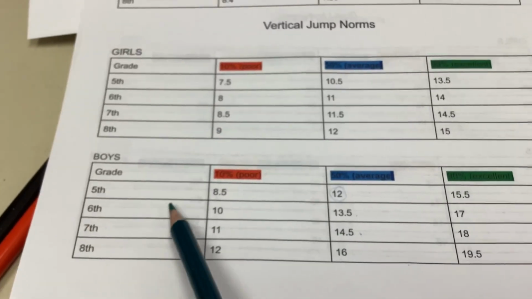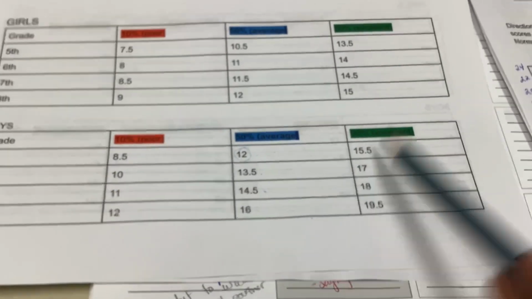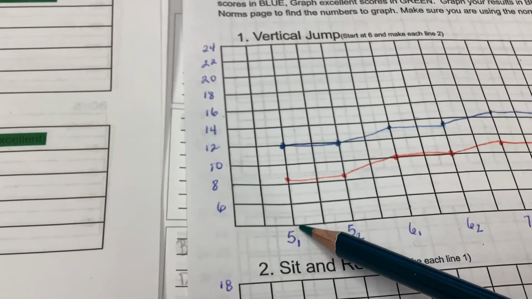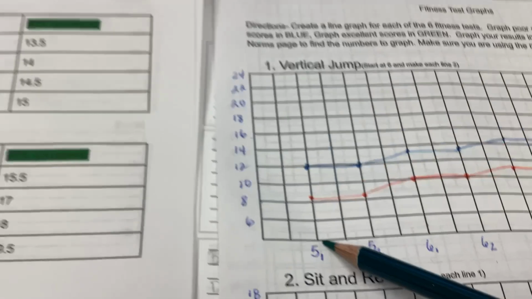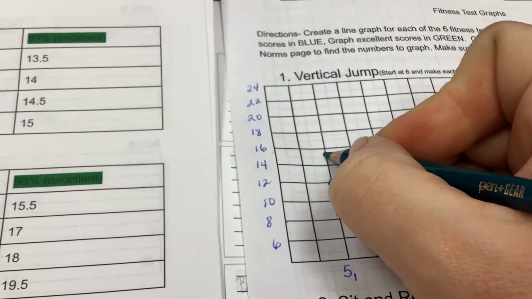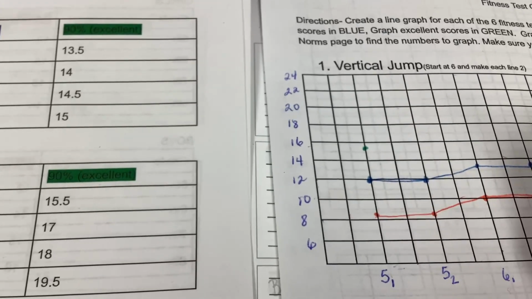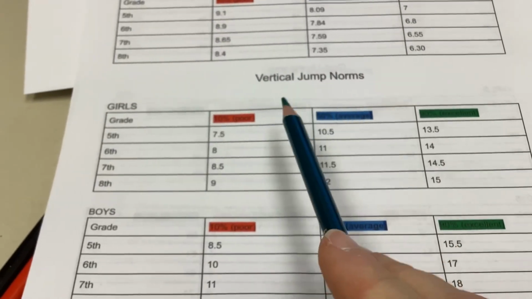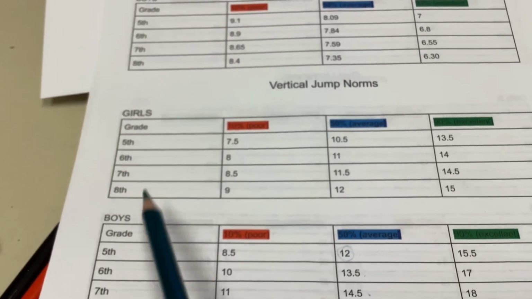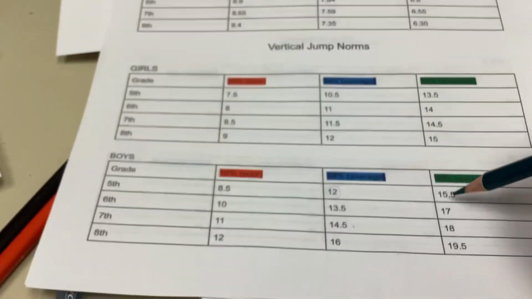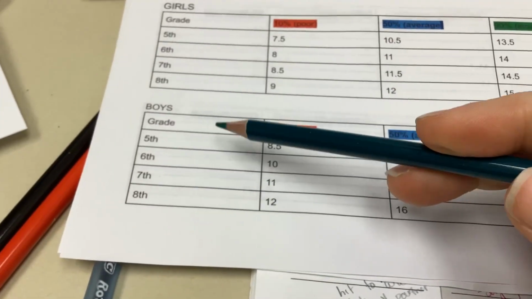So in 5th grade, 15.5. So when we're looking over here, so we're at 5th grade, so we're finding 5-1, and the score is 15.5. So we're going to go up on our graph, and we're going to find where that 15.5 would be, which is right in this vicinity. And it's for all of 5th grade, remember? So when we look back at our graph for vertical jump, right now I'm graphing boys, so make sure you're graphing the right gender, girls or boys. I just did 15.5 for 5th grade.